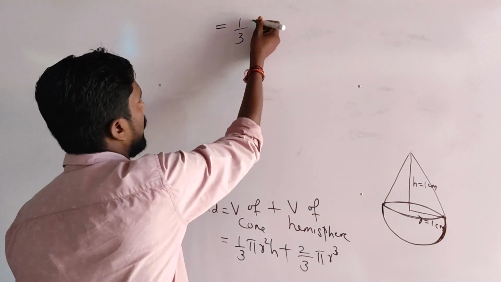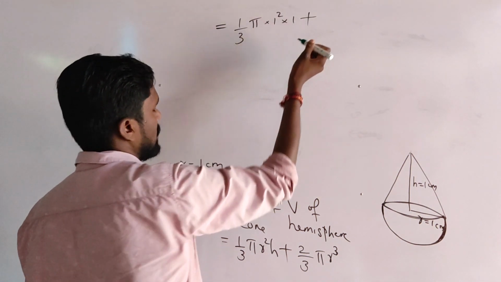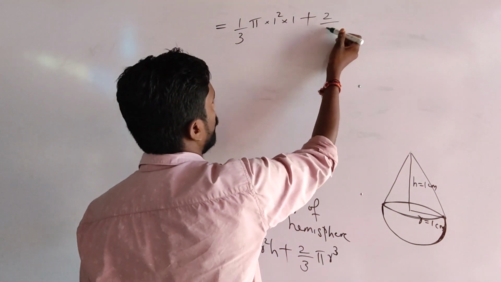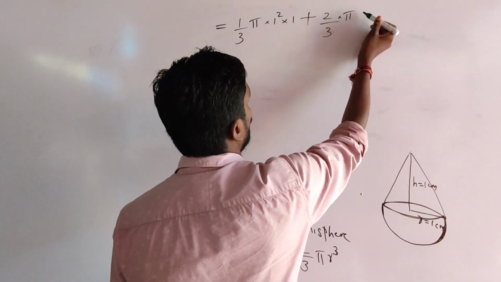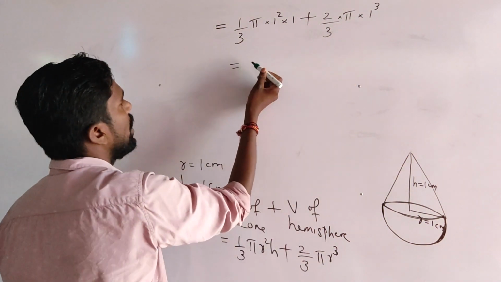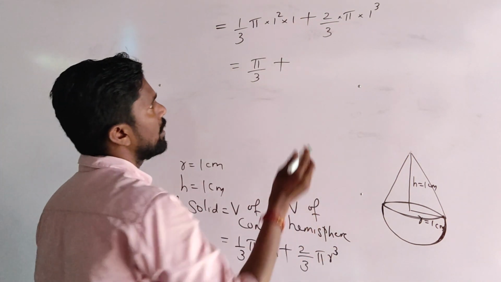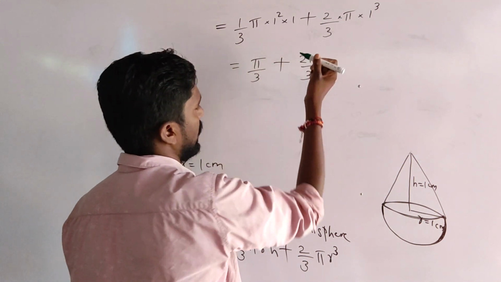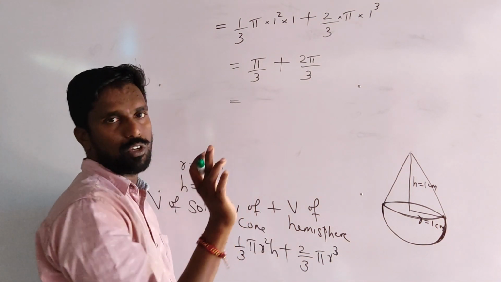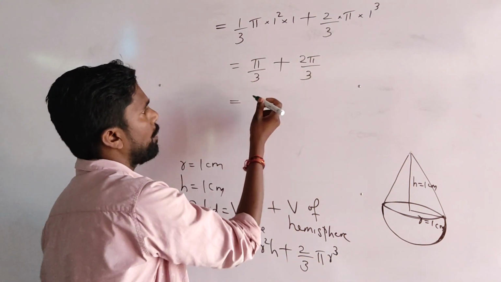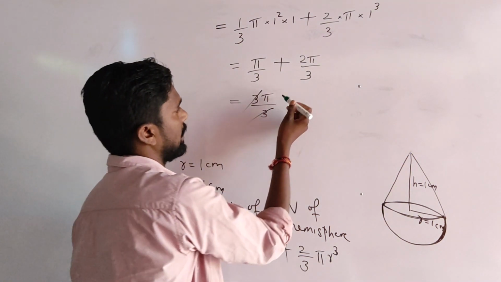That is equal to 1/3 pi 1 square into 1, plus 2/3 pi 1 cube. That is pi/3 plus 2 pi/3. The denominator 3 is common, so pi plus 2 pi is 3 pi. 3 pi by 3, the 3 cancels, and that is pi.